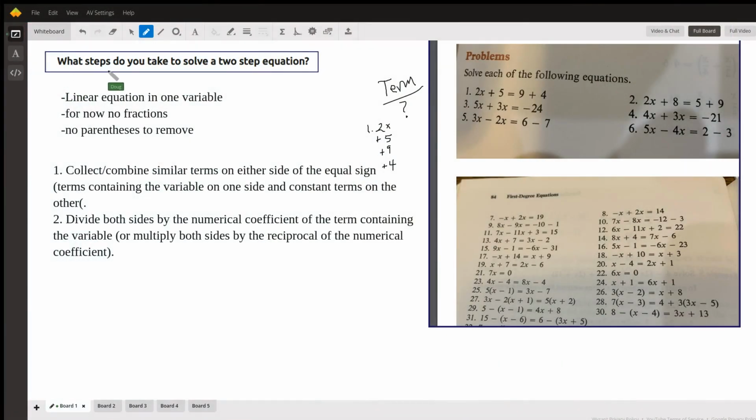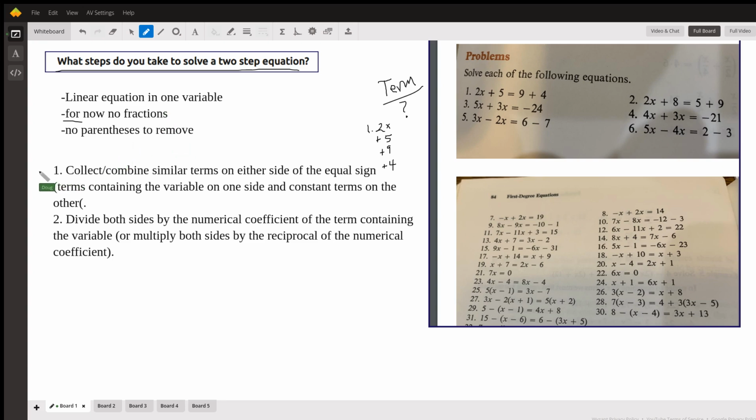Some idea of what steps you take to solve a two-step equation. What do we mean by a two-step equation? Well, first of all, we're going to assume that we're talking about a linear equation with just one variable, like x. We're trying to solve for x. For now, we'll assume that the equation doesn't contain any fractions and that there's no parentheses to remove. That would increase the difficulty a little bit.